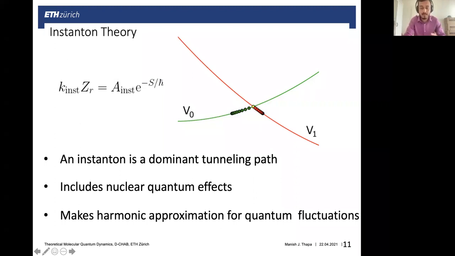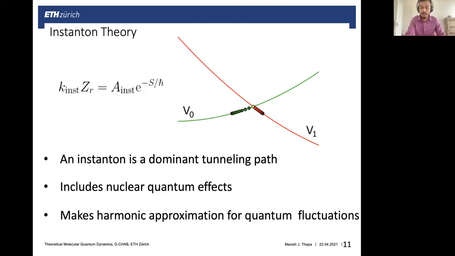So that is the instanton. The instanton approach makes a harmonic approximation for quantum fluctuation, so it treats quantum fluctuations harmonically, and the whole formula at the end becomes very simple. It just includes a prefactor, which accounts for the second variation of the action, and e to the minus S over h bar, where S is evaluated along the instanton trajectory. It's very simple to implement, and it's very successful.